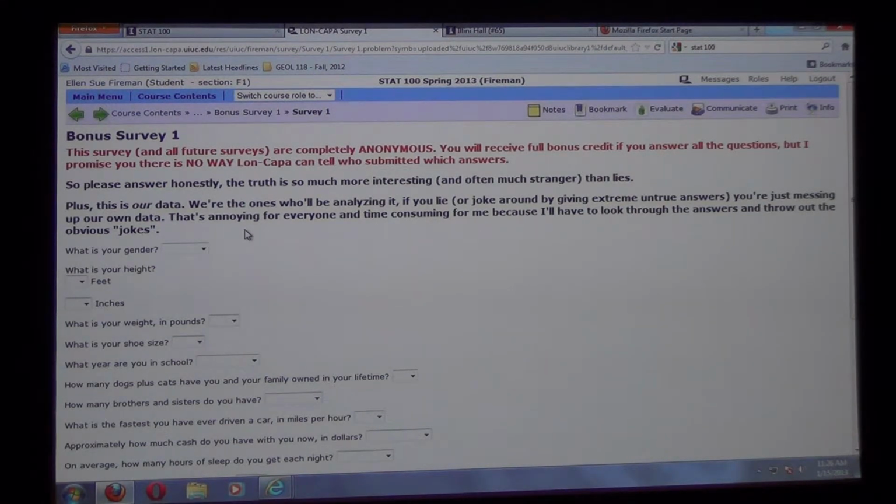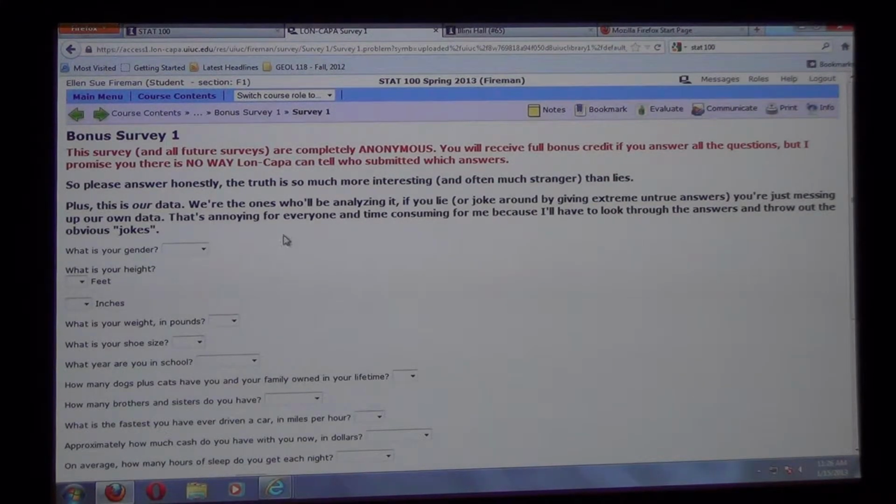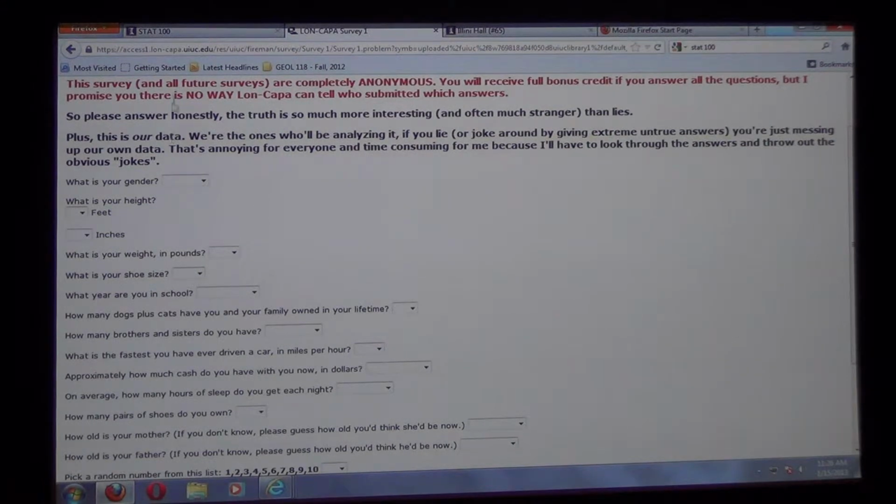Okay? So you just answer them. They're short. They take 2 minutes. And then we can analyze the data. We can look at it. So if you have any questions, this is just the first one I thought. So I'm going to read this because it's important. And I want everybody, please answer honestly.